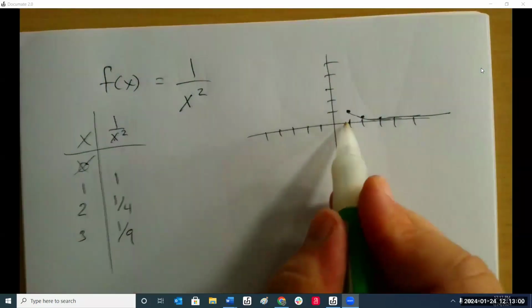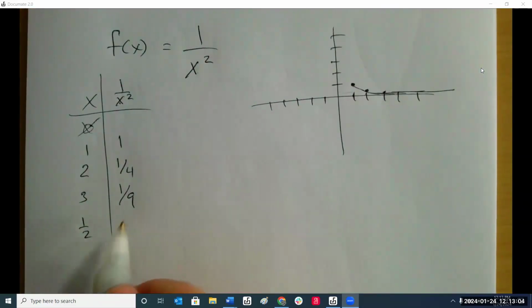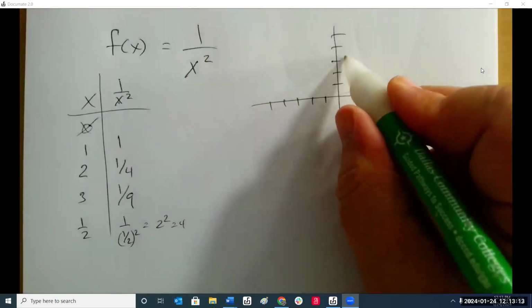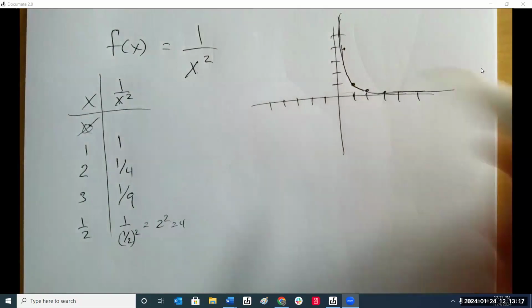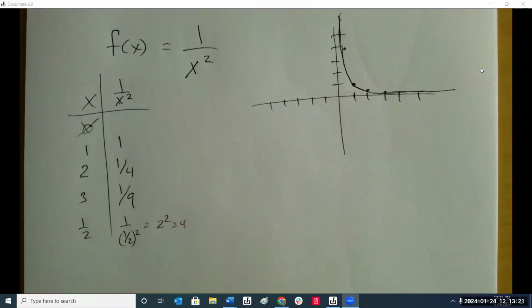And then between 0 and 1, we have 1/2, which becomes 1 over (1/2) squared, becomes 2 squared, makes it 4. At 1/2, it's 4. So it grows much faster because it's squared.